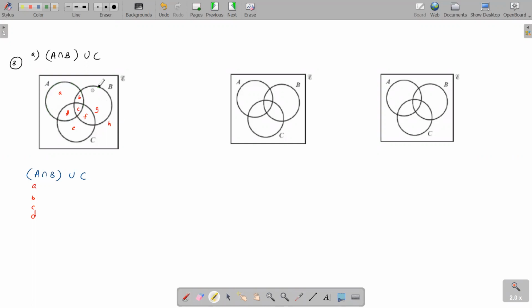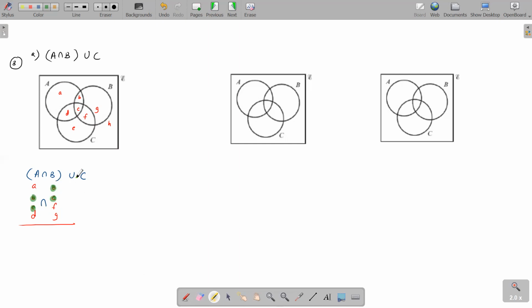And then intersection B. So go to circle B. What are the regions belonging to circle B? You can see B, C, F, and G. And then you're supposed to take the intersection. Intersection is like the common thing. So A is, sorry, A is not common. B is common. C is common, right?